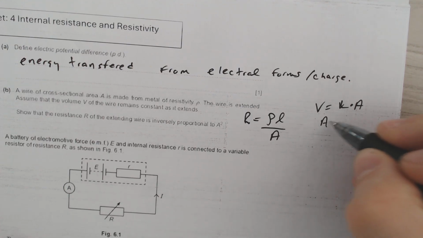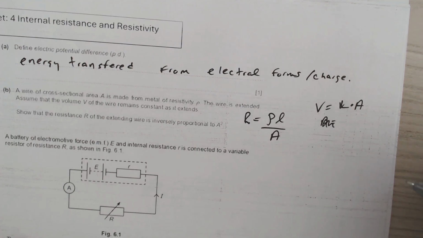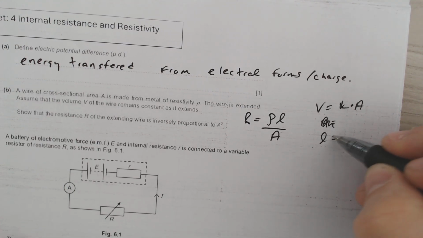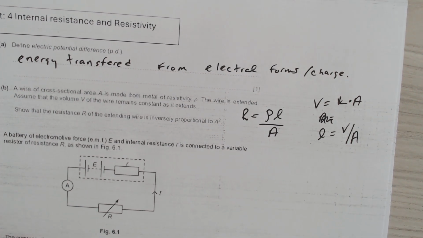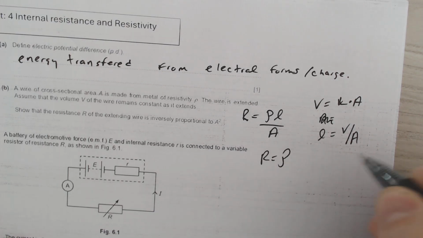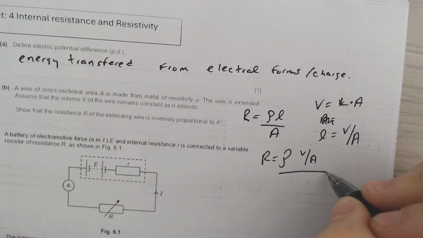We could take area and replace it. Well, we don't want to replace area. We want to replace length. Length needs to be replaced with volume divided by area. Agree with that? Okay. So resistance would equal rho, volume over area, divided by area.